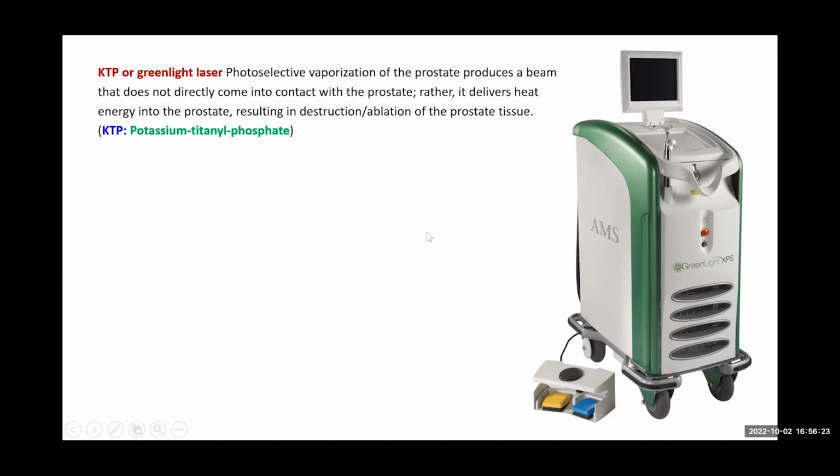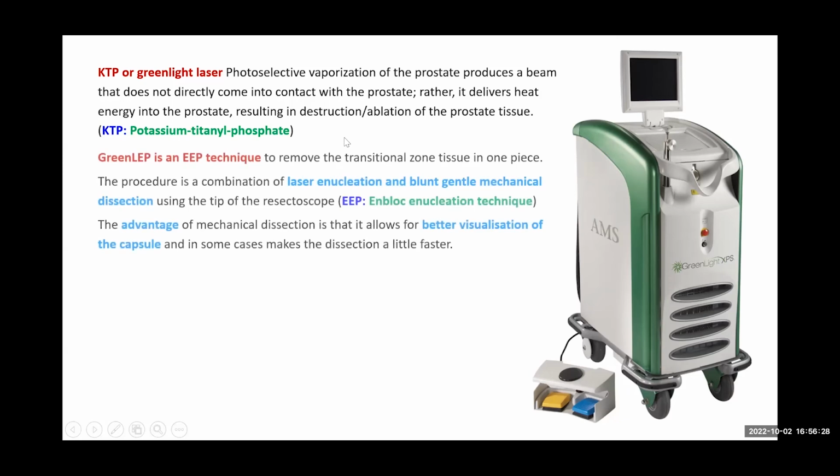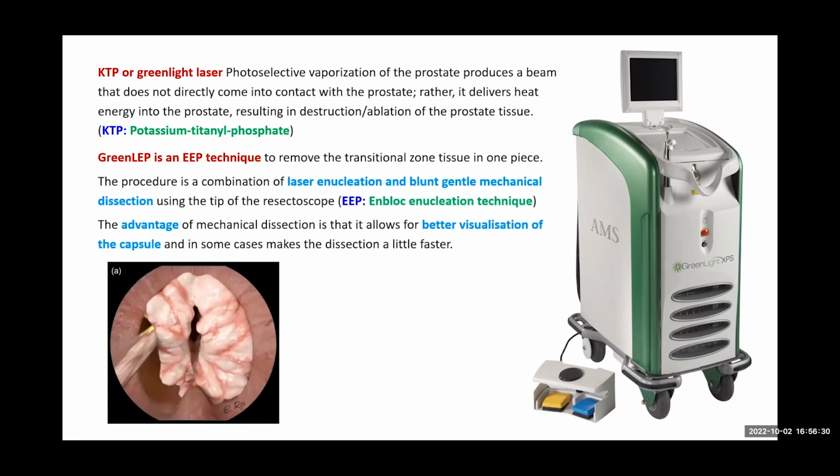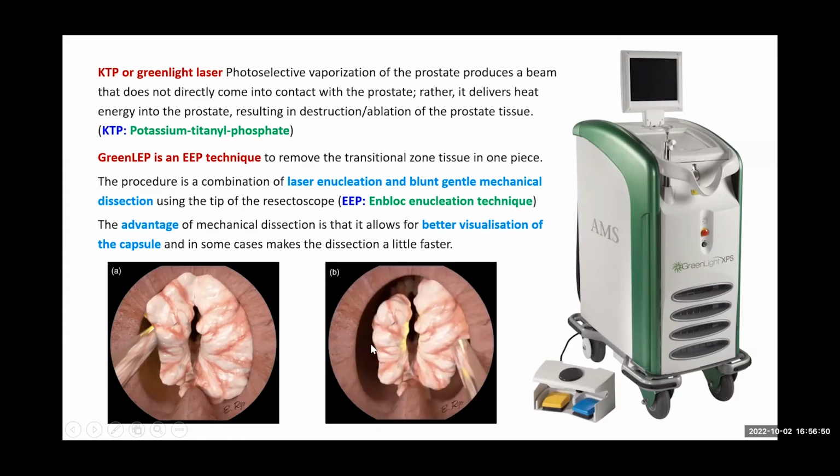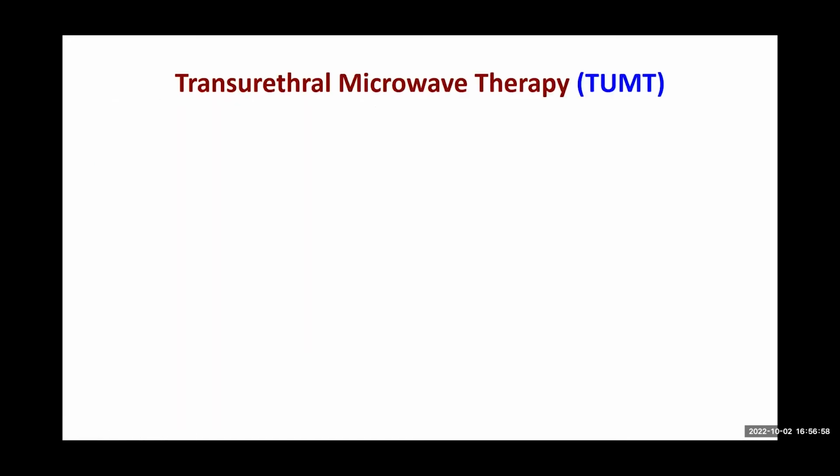And, you know, green light laser, there's certain way, we'll not go into the technicalities. So it is just there for your reference. If you want to go into more details, you can read it. But laser enucleation and blunt gentle mechanical dissection is used. And this is known as en-bloc enucleation technique, and it provides a better visualization of the capsule. So this is how you are enucleating, you know, on this side, you're removing it. So that is how you have detached it. And then you will in some way get it out of the body through the urethra.